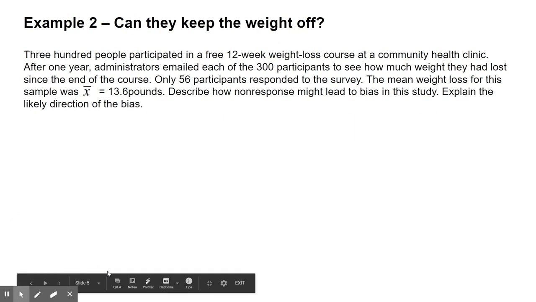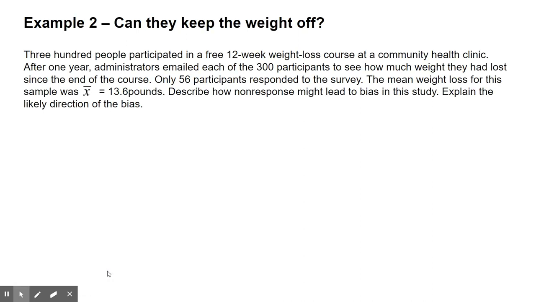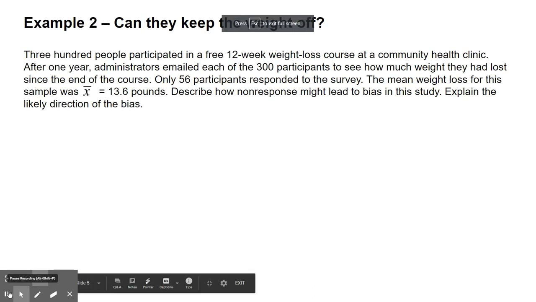Great. Okay, example 2. Can they keep the weight off? 300 people participated in a free 12-week weight loss course at a community health clinic. After 1 year, administrators emailed each of the 300 participants to see how much weight they had lost since the end of the course. Only 56 participants responded to the survey. The mean weight loss for this sample was x̄ = 13.6 pounds. Describe how non-response might lead to bias in the study. Explain the likely direction of the bias.